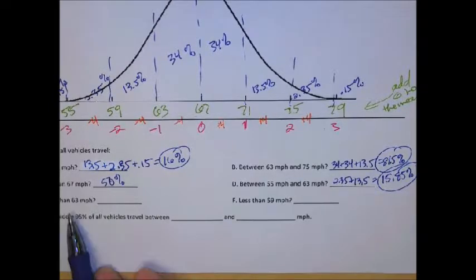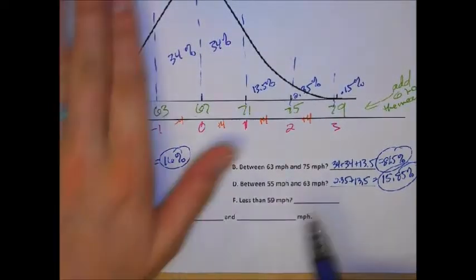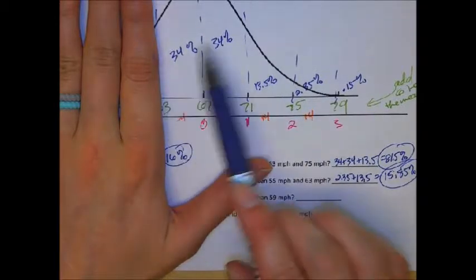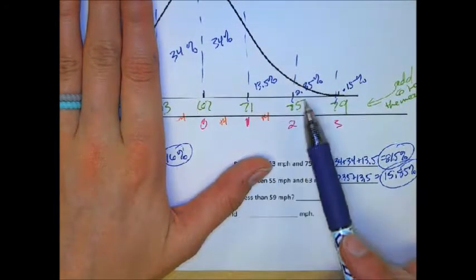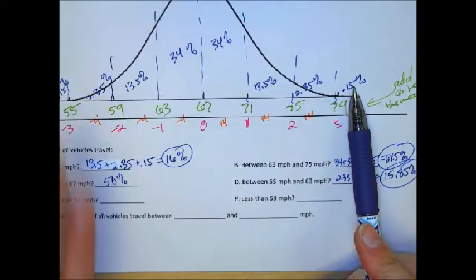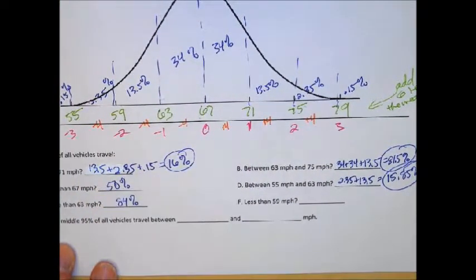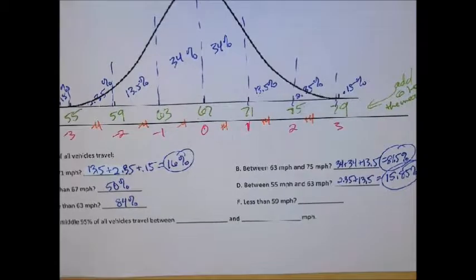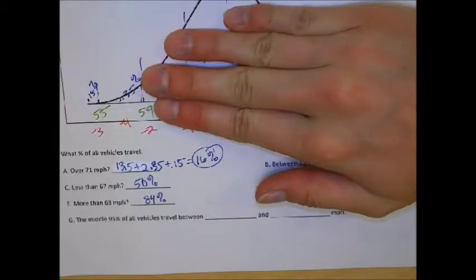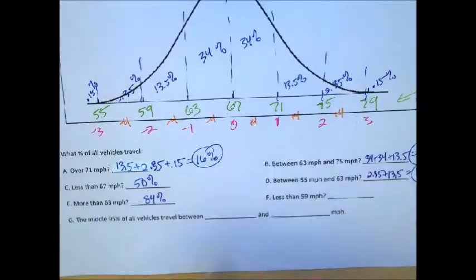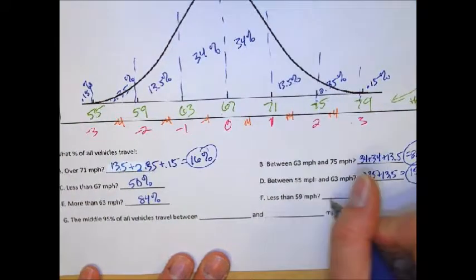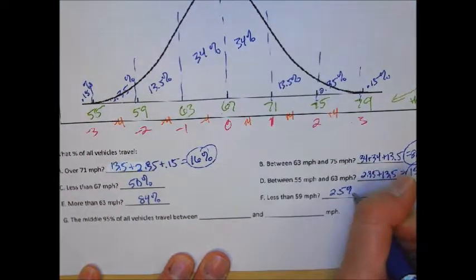More than 63. 63 is right here, so I have 34 plus 34 plus 13.5 plus 2.35 plus 0.15. That should give me 84%. Less than 59. 2.35 plus 0.15. That's 2.5%.